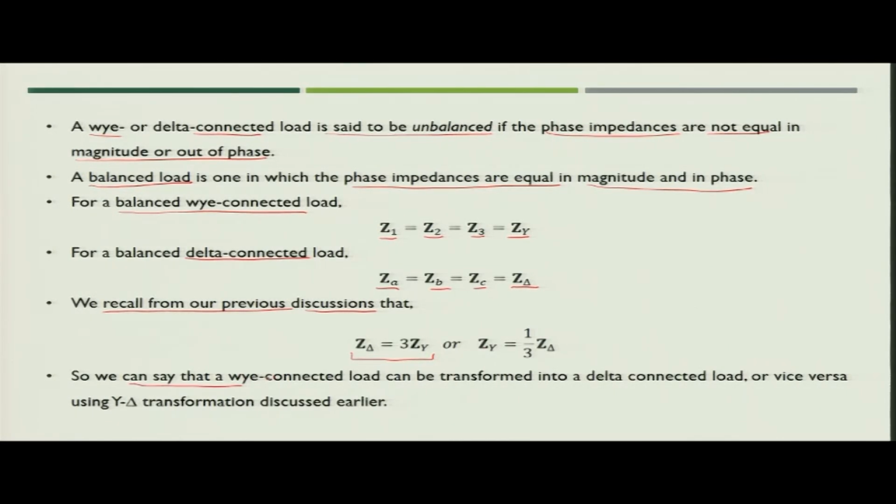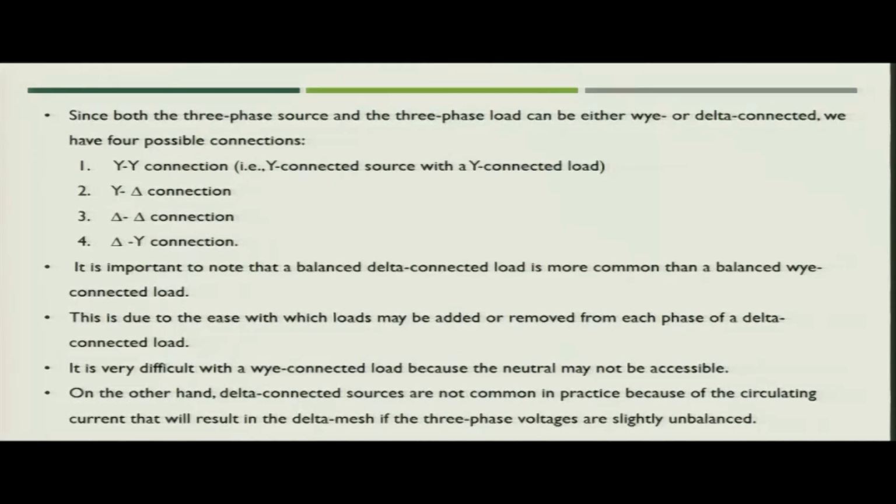So, we can say that the star connected or Y connected load can be transformed into delta connected load or vice versa with the help of the star delta transformation which we discussed earlier. Now, since you can have source and load both three phase connected in either star or delta connected fashion, we can have four possible combinations of the connections between source and load.